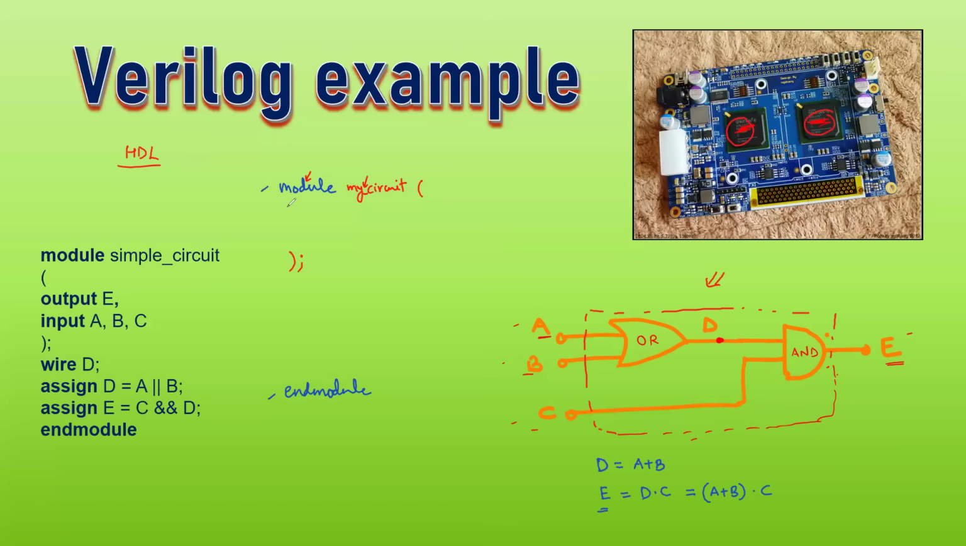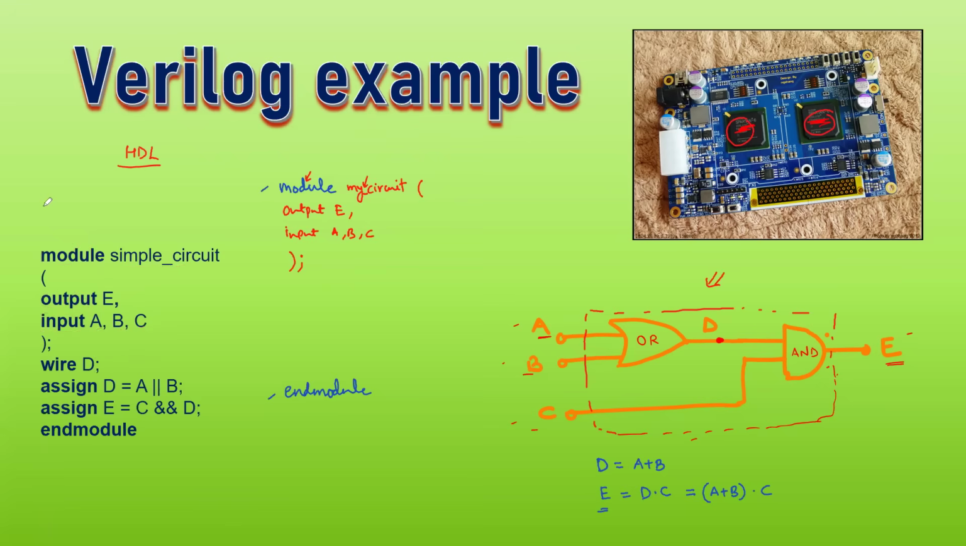So I will write here the output E is E, and then a comma, and then input is A comma B comma C, and then bracket close. Now note that module, output, input are Verilog constructs. These are always in bold letters. When you write this code in the EDA tool, you will see that these come in bold, and the rest will be simple. So the output is my E, and A, B, C are the inputs.